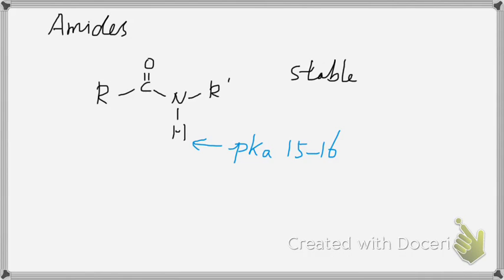And the proton that is attached to the nitrogen is not very acidic, with a pKa value of around 16. So they are much weaker than the carboxylic acid, again because of nitrogen being less electronegative. And this pKa value is comparable to that of water or alcohols.